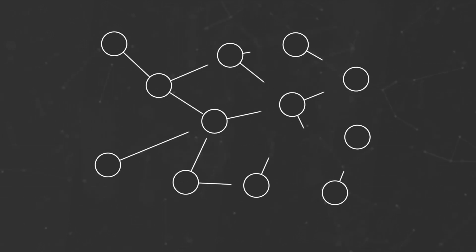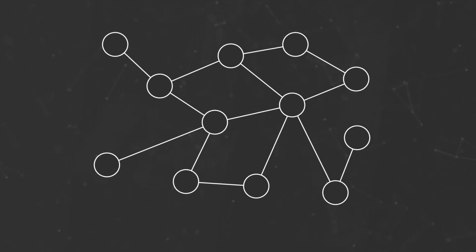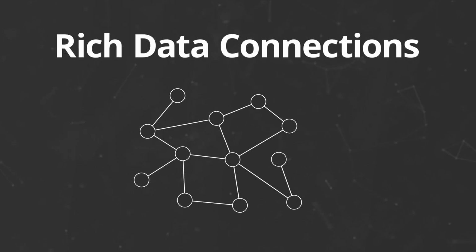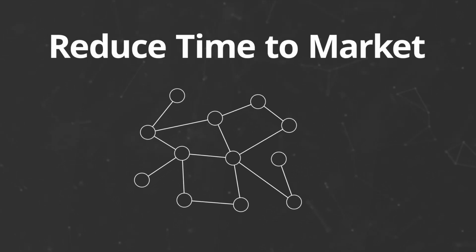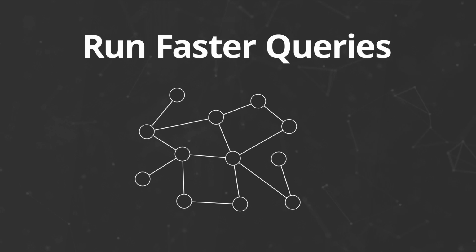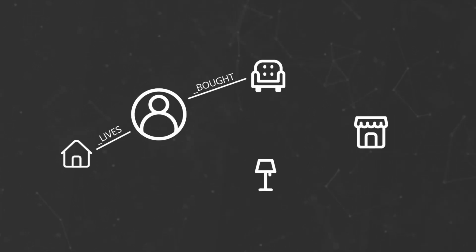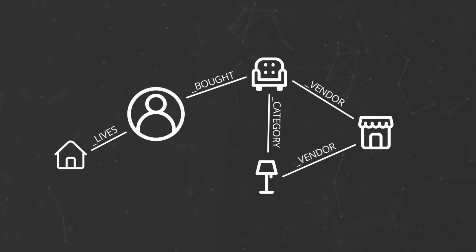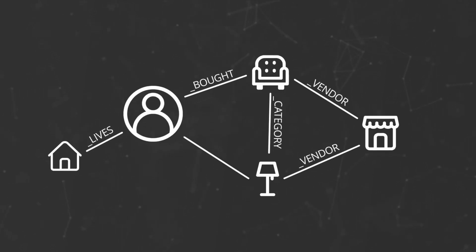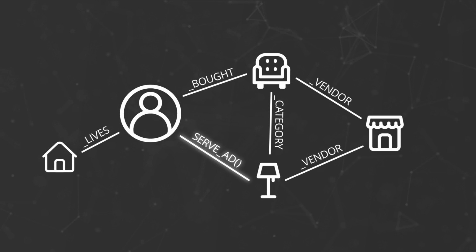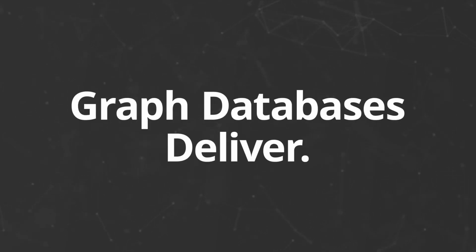A graph database doesn't necessarily need to replace your current database. By adding graph capabilities to your current infrastructure, you can keep the technology you already have, but greatly improve it with the power to uncover rich data connections, reduce time to market, and run faster queries. Taking advantage of the connections that already exist in your data enables you to get ahead of the competition. Every business needs to leverage data relationships and leverage them faster and more efficiently. Graph databases deliver those capabilities.